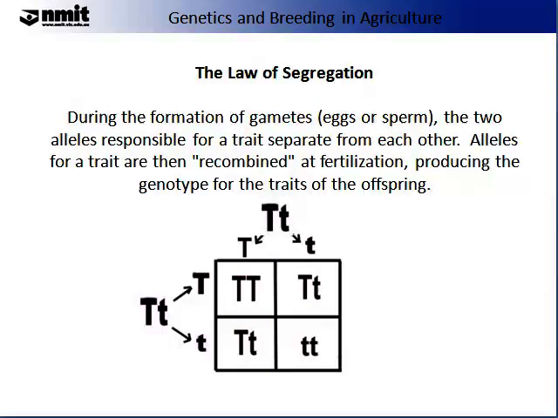This brings us to the end of this part of the lecture. Now that we have done several examples of crosses across several generations using the Punnett square and been able to predict offspring, the law of segregation should be really quite easy to understand. The technical definition is that during the formation of gametes, the eggs and the sperm, the two alleles responsible for the trait separate from each other. The alleles for a trait are then recombined at fertilization, producing the genotype of the offspring.